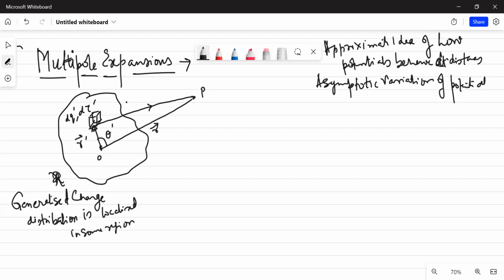So what it would be r square, and then I'll write r dash ka square, and I'll write minus 2r dash, and I'll write cos theta dash ka root over. Is that clear? I mean, this distance, I hope it is clear.